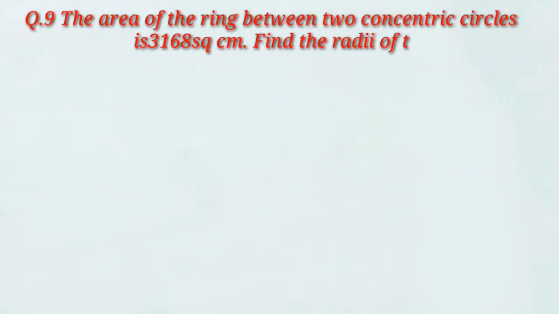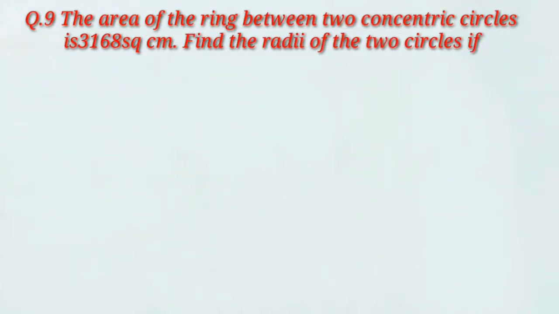Children, let's move to question number 9. All the sums are unique in itself, okay? So practice each type of sums. Question number 9 is, the area of the ring between the two concentric circles is 3168 centimeter square. Find the radii of the two circles, means capital R and small r, when their sum is 42 centimeter. The second part is when their difference is 28 centimeter. So let's try to understand each one by one.